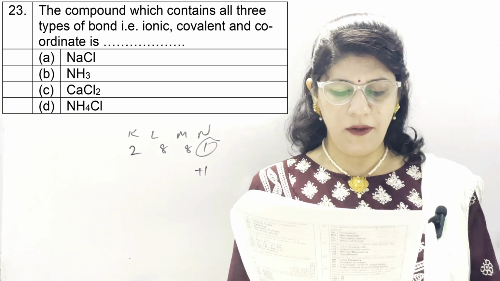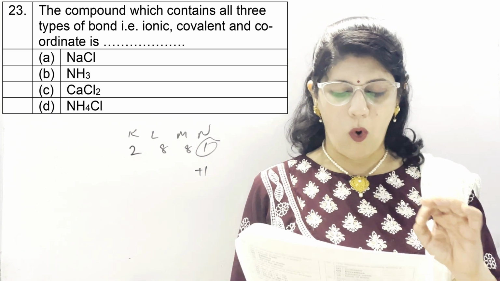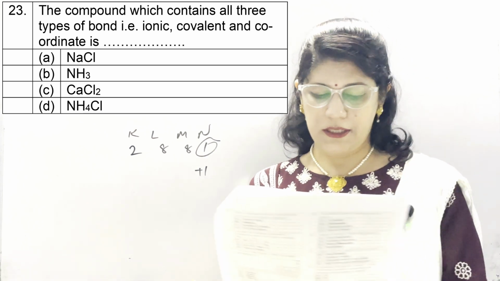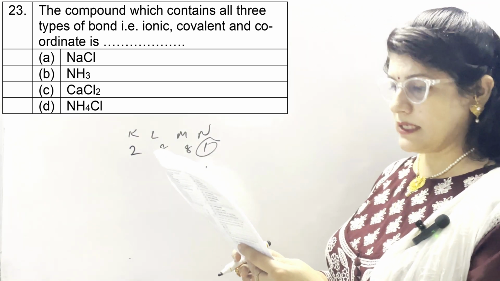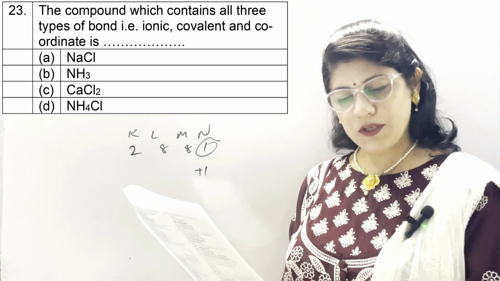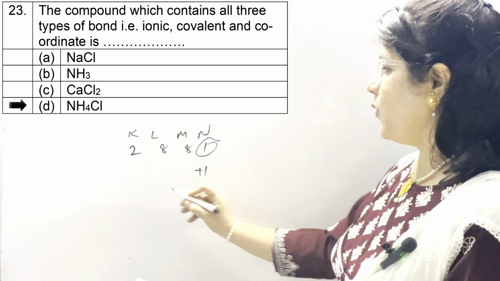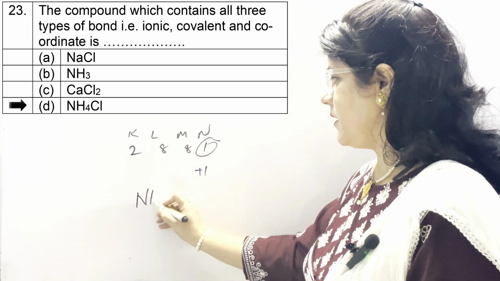Question number 23. The compound which contains all three types of bond, ionic, covalent and coordinate. So the correct option is NH4Cl. Other options are NaCl, ammonia, CaCl2, but NH4Cl is our correct answer.